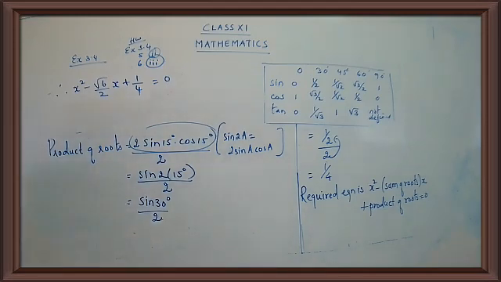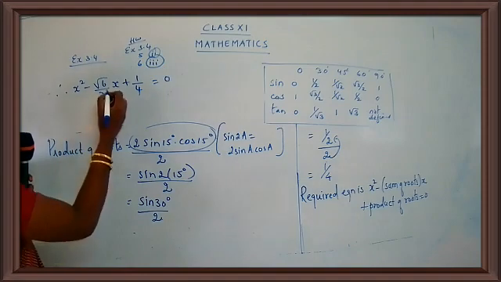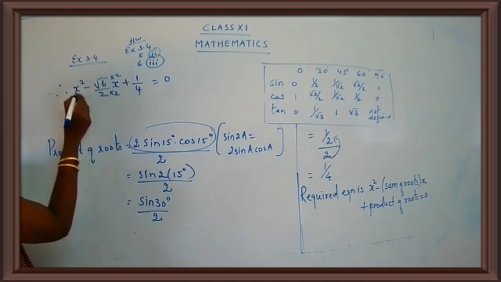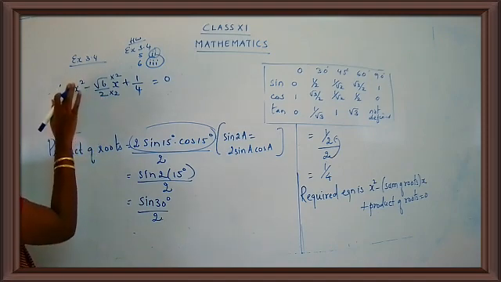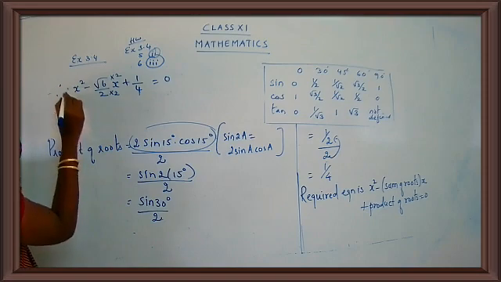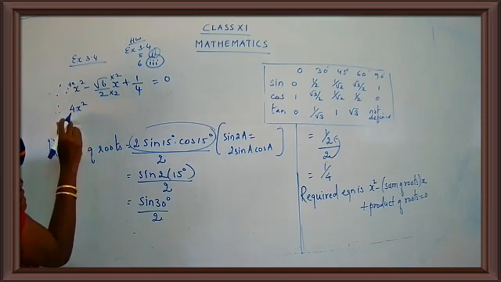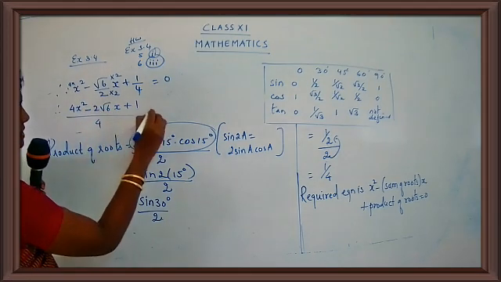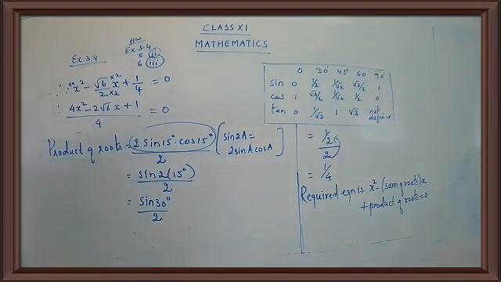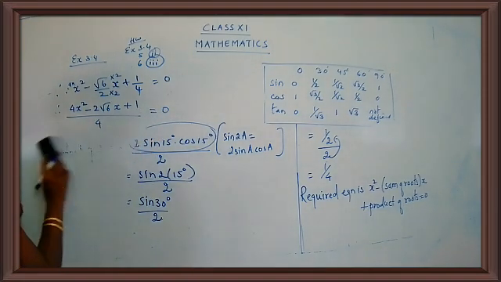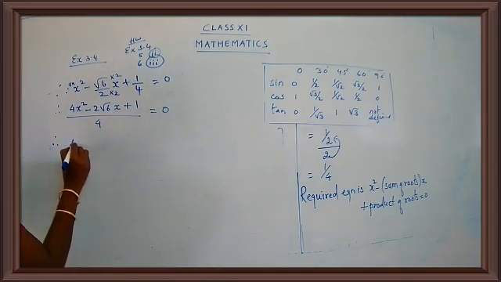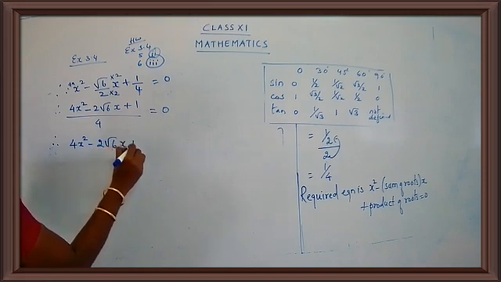This is x square minus root 6 by 2 x plus 1 by 4. So take down the LCM. LCM of 2 and 4 will give you 4. So multiply by 2, multiply by 2, and here you have to multiply by 4, because this is 4. So multiply by 4. So what do you get here? 4x square minus 2 root 6x plus 1 upon 4 is equal to 0. The 4 goes to this side, that is it gets multiplied with 0, and you will get the answer as 4x square minus 2 root 6x plus 1 is equal to 0.